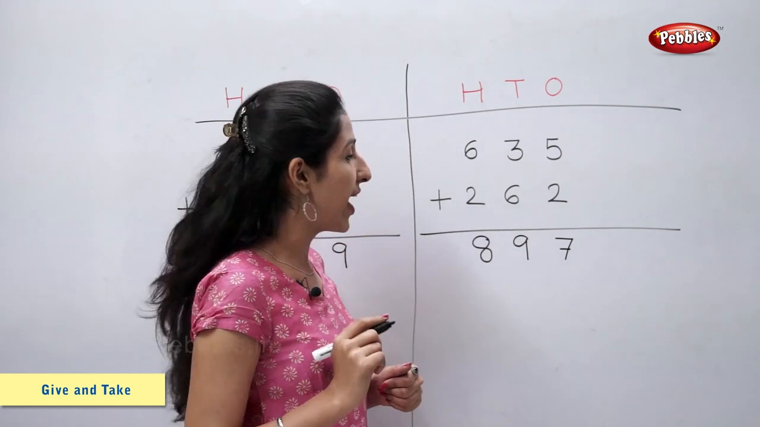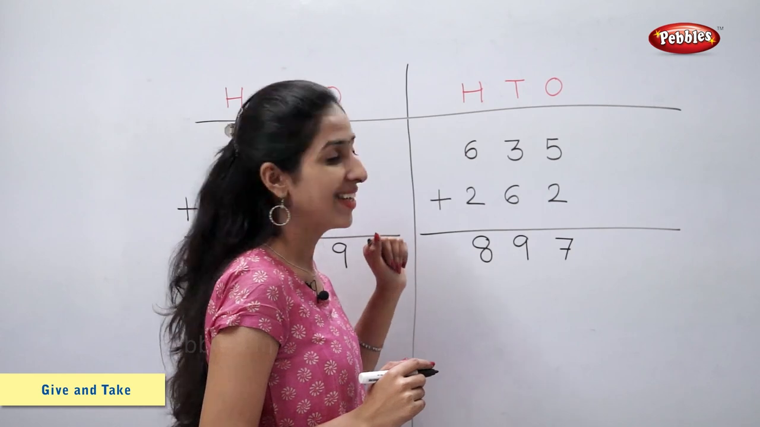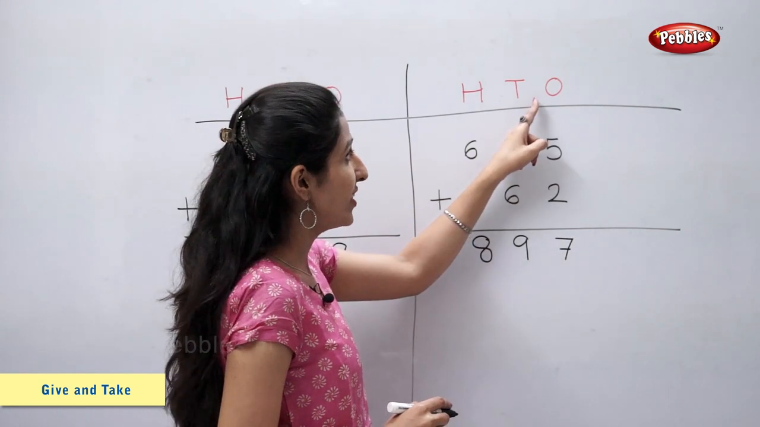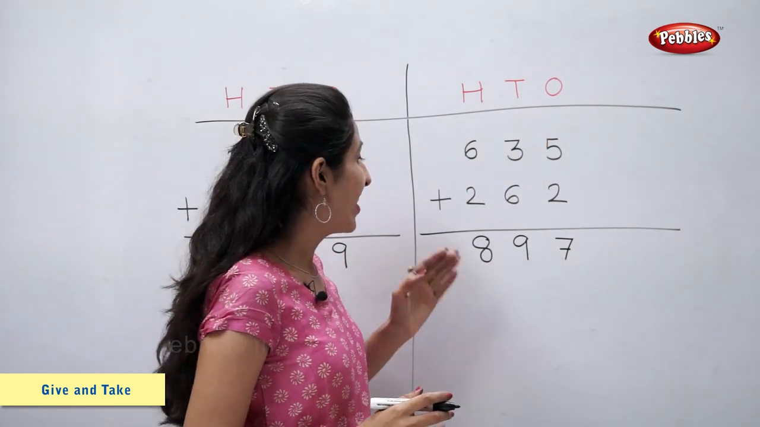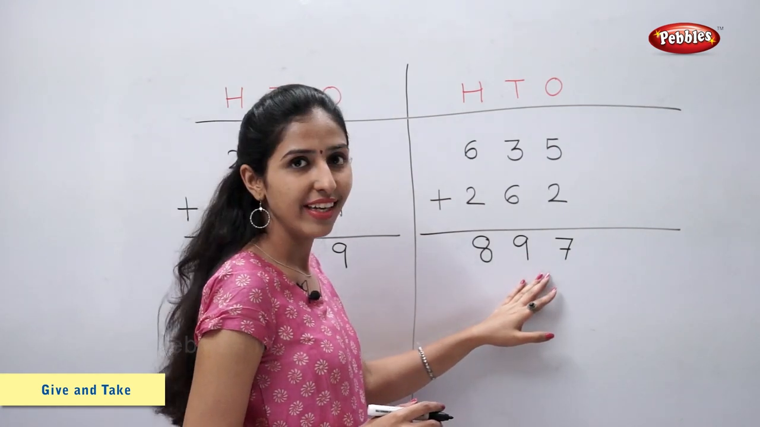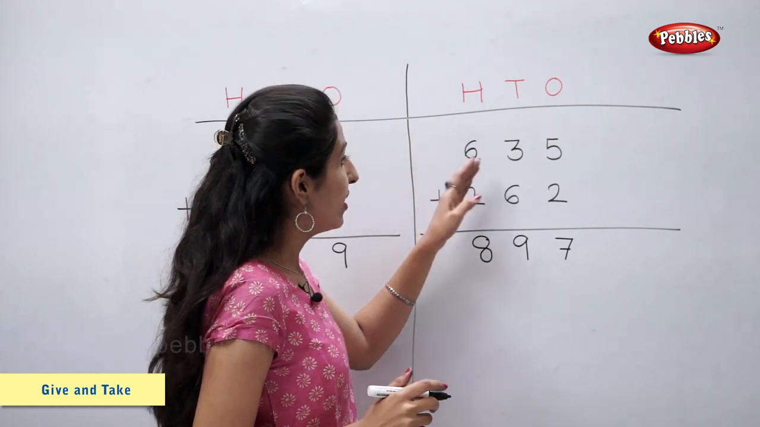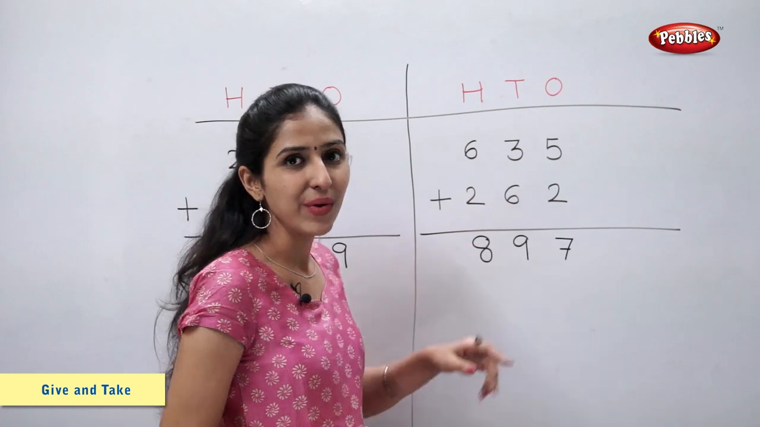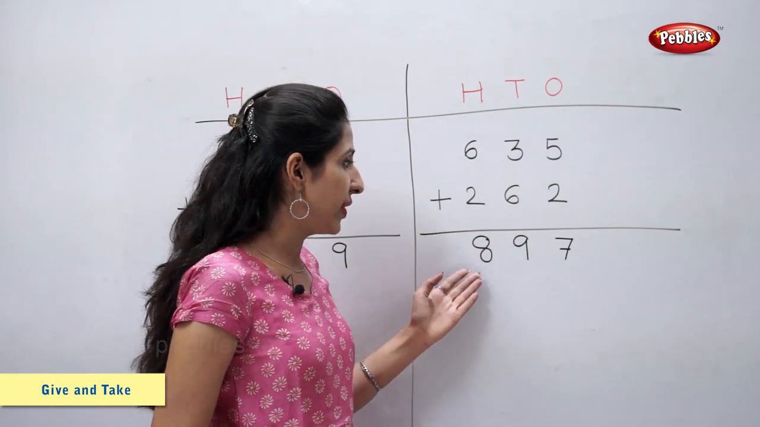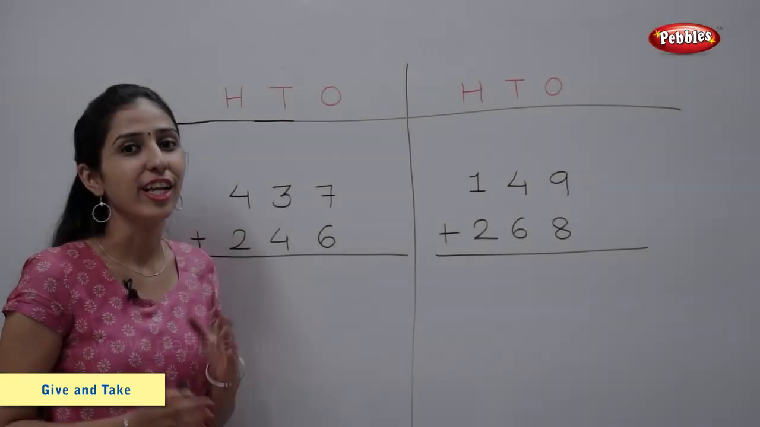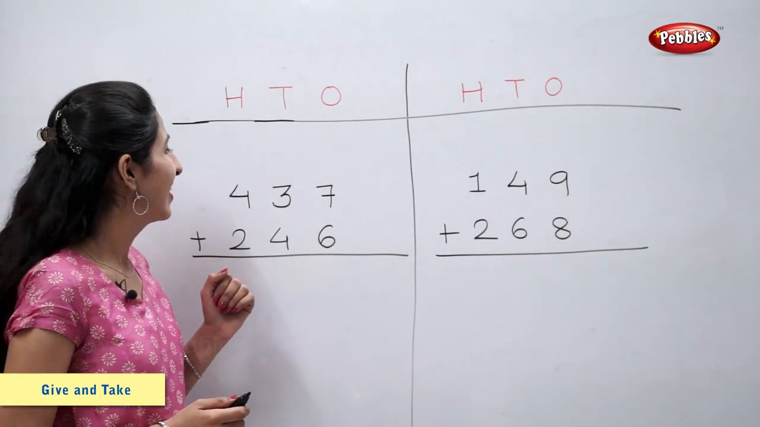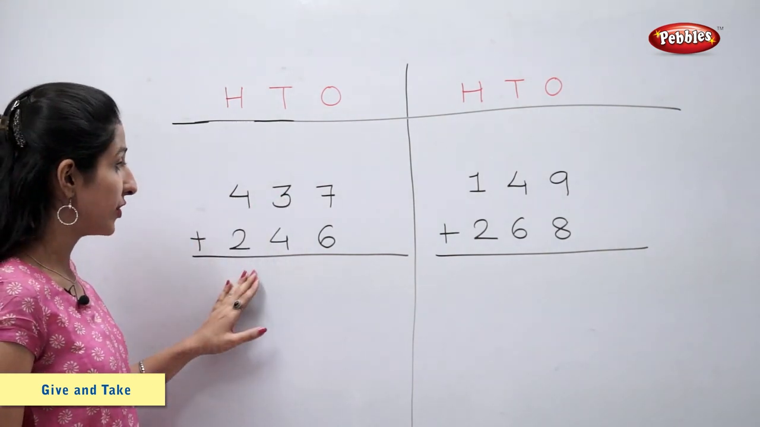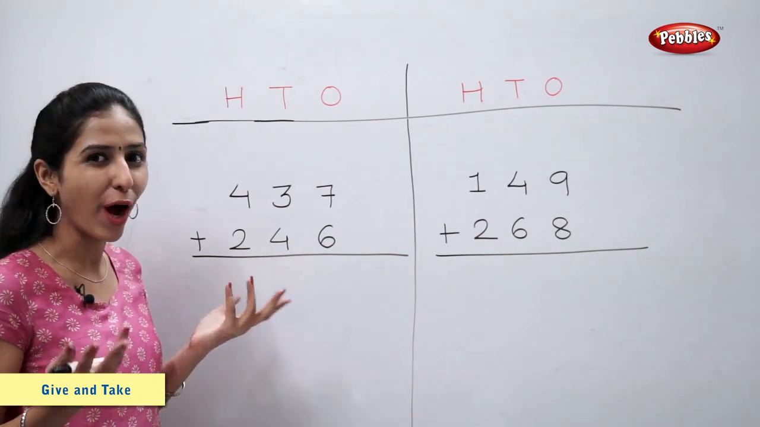So now we have 8 hundreds, 9 tens and 7 ones. So the number is 897. So 635 plus 262 is equal to 897. Now let us look at these examples. 437 plus 246 is equal to how much?